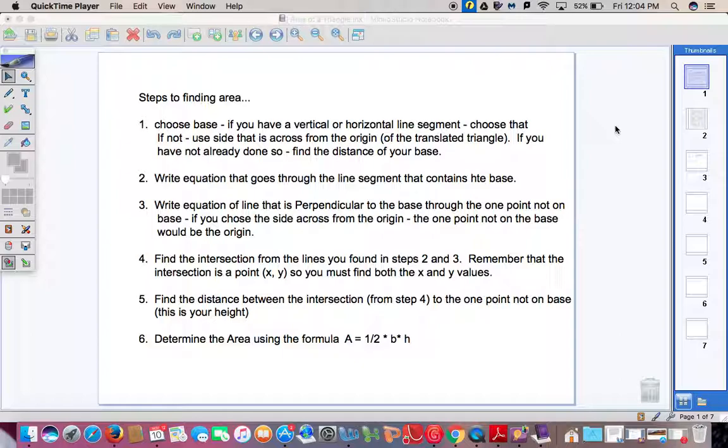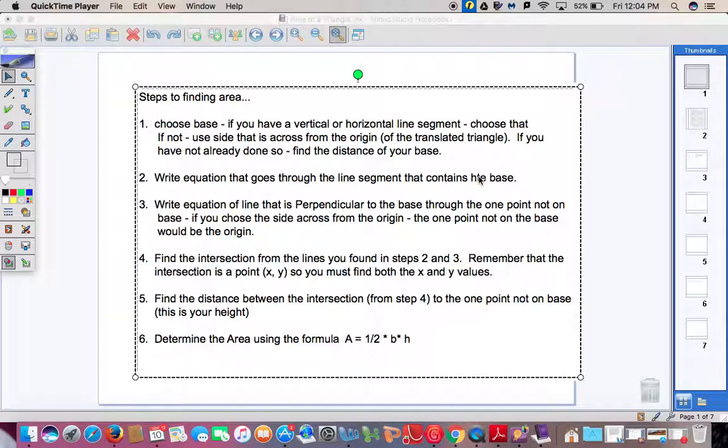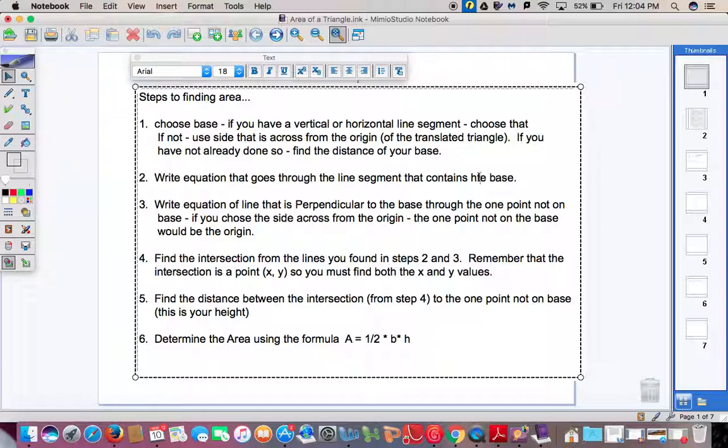Okay, so step 2 would be to write an equation that goes through the line segments that contains the base. And I've got typos throughout here, I apologize. The next step would be to write an equation of a line that is perpendicular to the base through the one point not on the base. If you choose the side across from the origin, the one point not on the base would be the actual origin, which is the 0, 0 point, which makes things really simple to do.